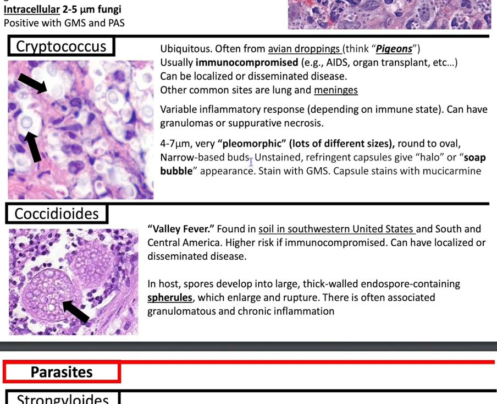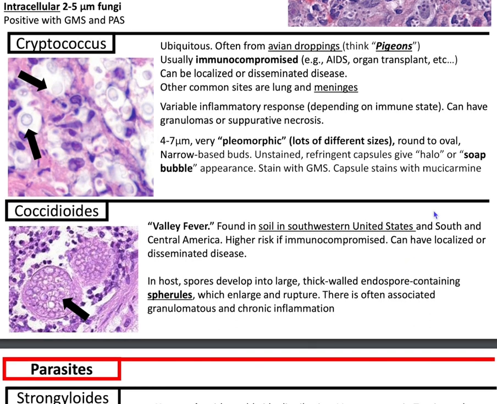They have these narrow-based buds in contrast to blastomyces, and they have these refringent capsules which give it a halo or soap bubble appearance when they're unstained. You can stain these with GMS and it'll be black. And the capsule stains with mucicarmine.